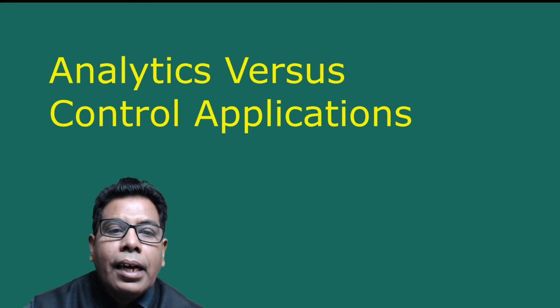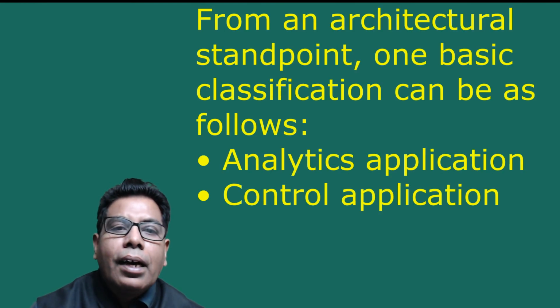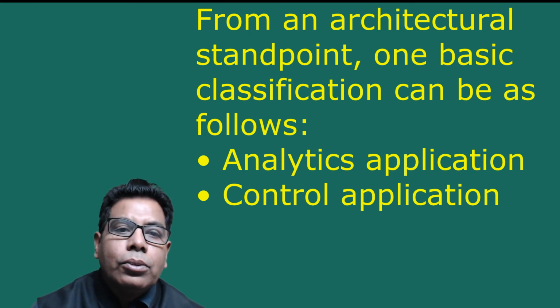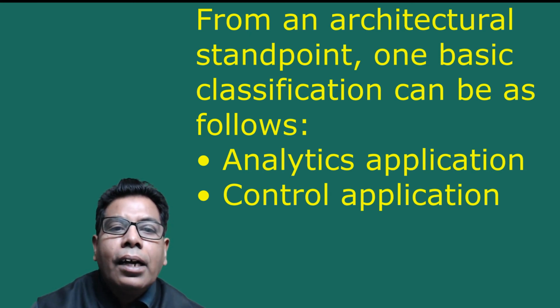Let us go to analytics versus control applications. Multiple applications can help increase the efficiency of an IoT network. Each application collects data and provides a range of functions based on analyzing the collected data. From an architectural standpoint, one basic classification can be as follows: analytics applications and control applications.